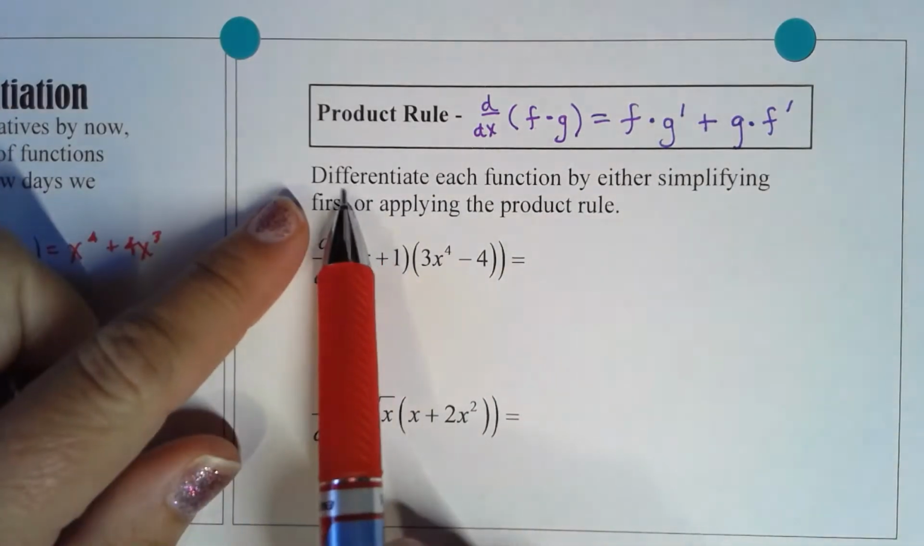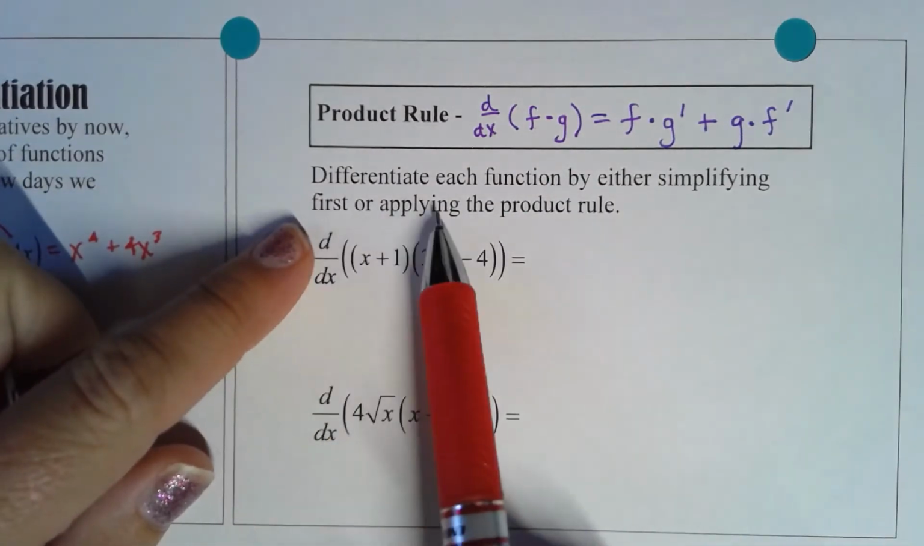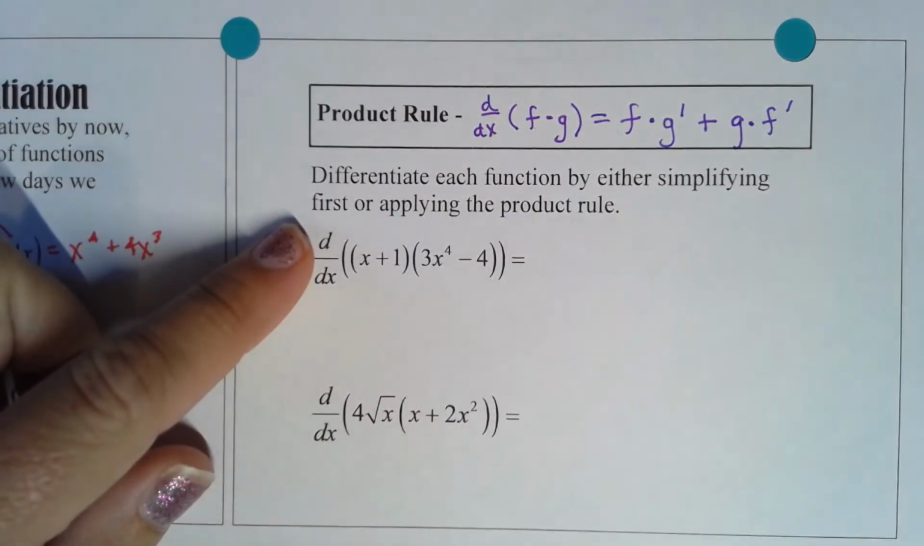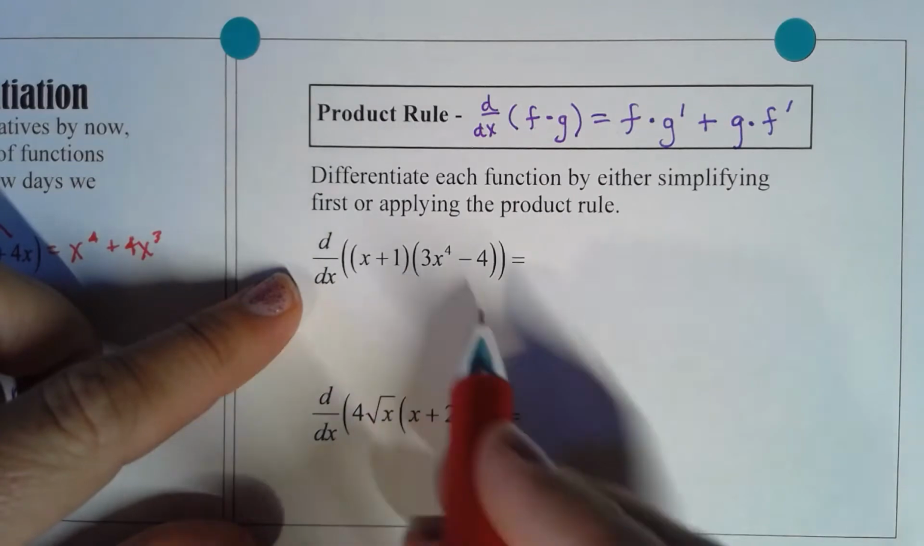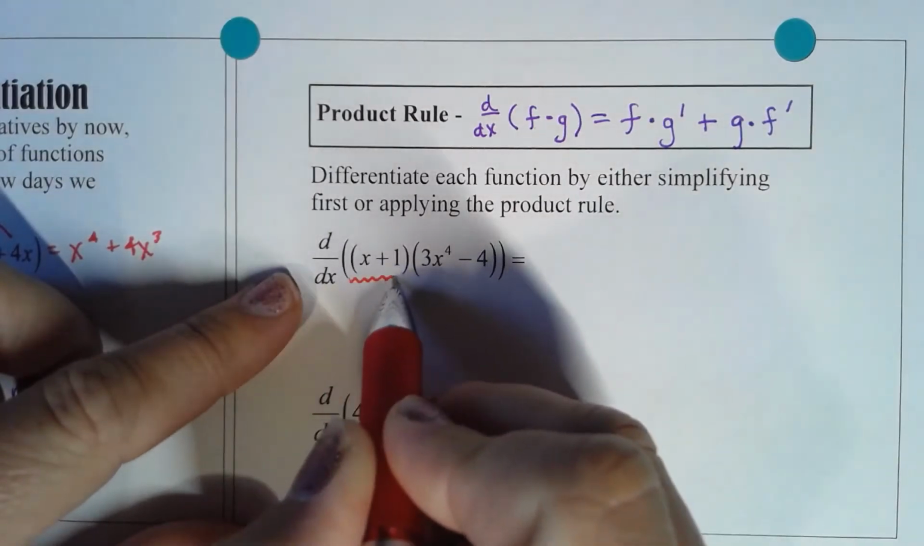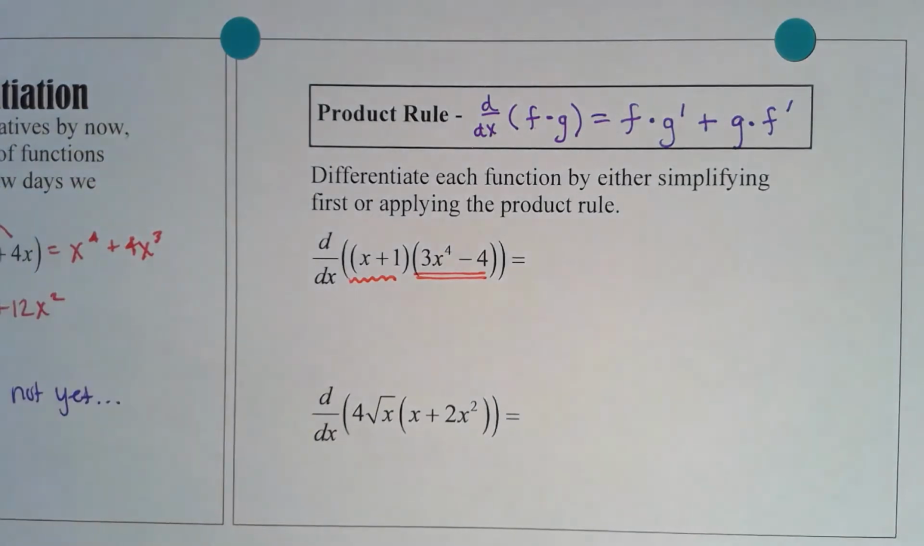All right, so here we go. It says differentiate each function by either simplifying first or applying the product rule. I'm going to be honest with you. I'm going to use the product rule so that we can practice this new rule. So they're asking us to take the derivative of this. So I look at this as one thing times another. I just kind of cleaned up that I have two things, two factors.